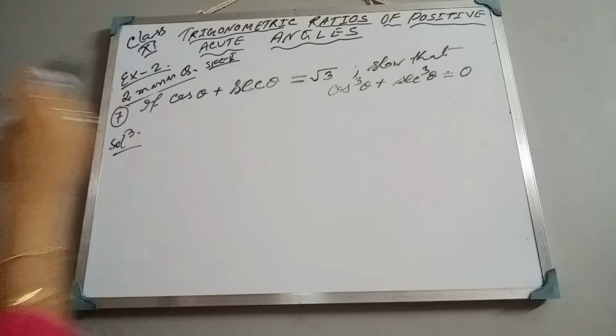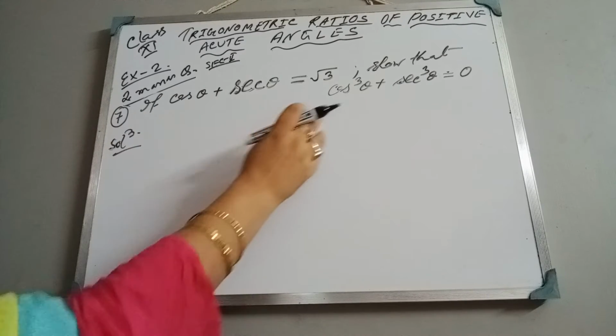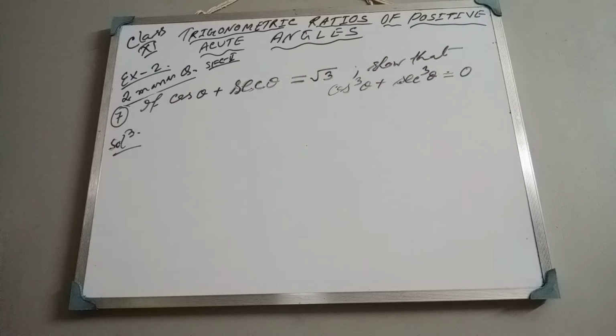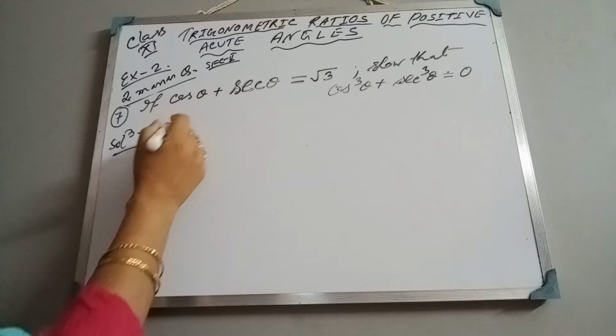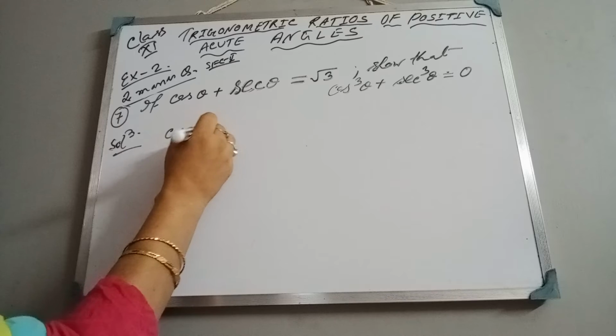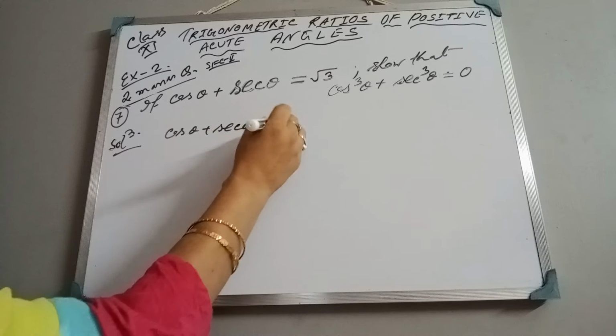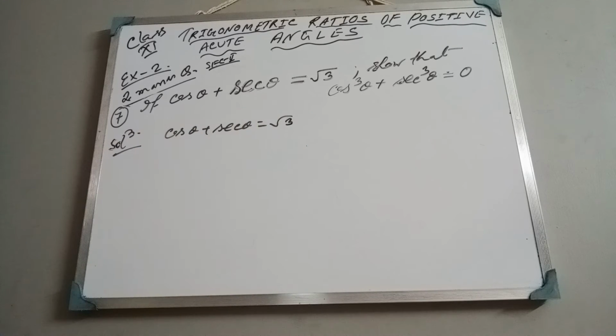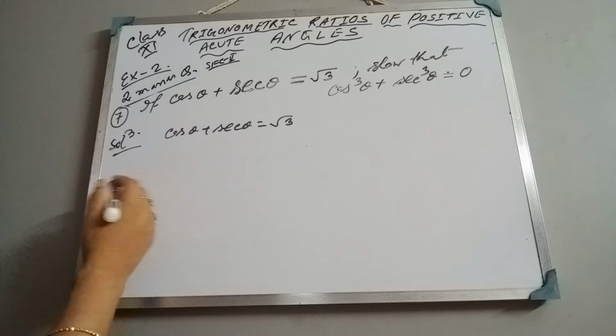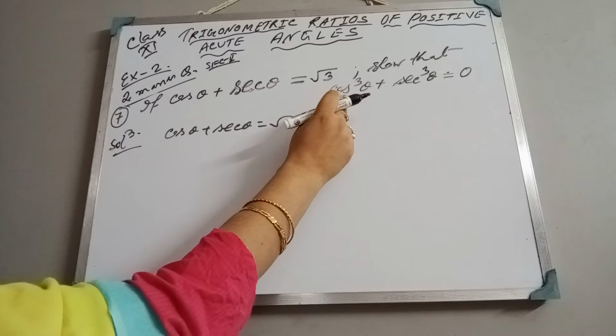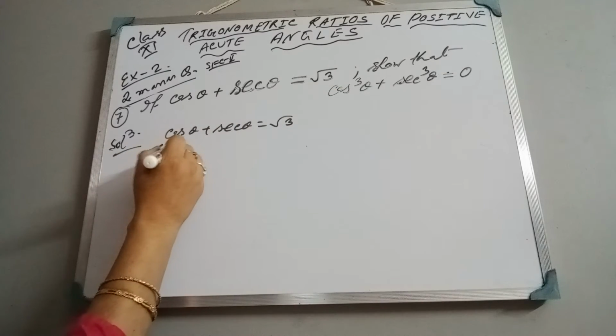If cos theta plus sec theta equals root 3, then show that cos cube theta plus sec cube theta is equal to 0. Let's start from the given part. What is given to us? Cos theta plus sec theta is equal to root 3. Now cubing both the sides, as it is cube that is written.